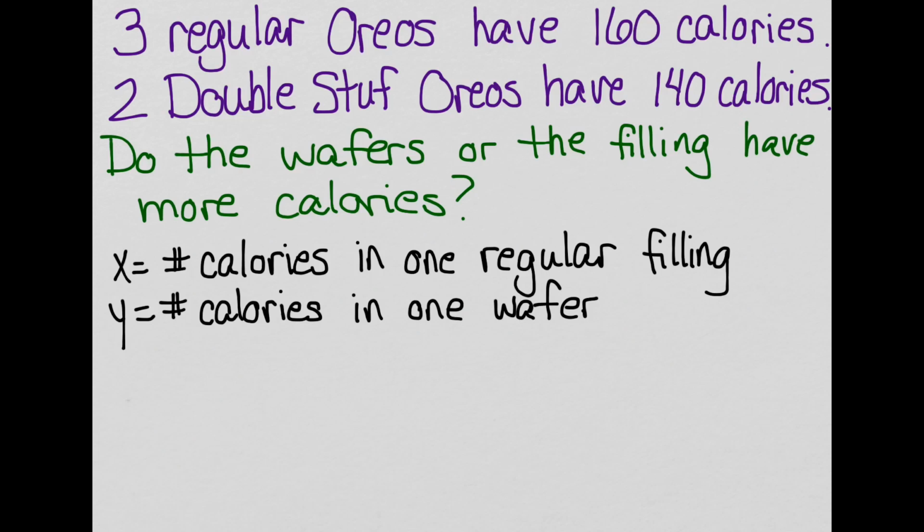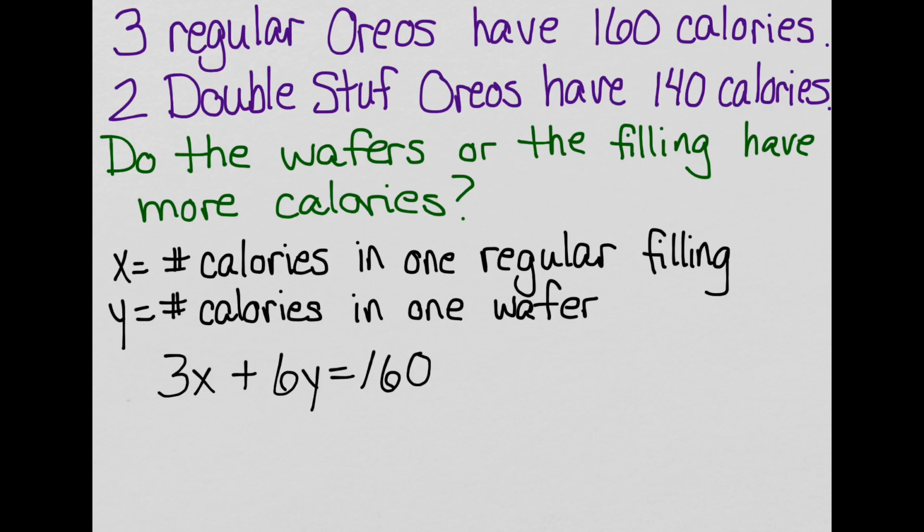Does that make sense? So I would multiply 3 times however many regular fillings I have, plus 6 times however many wafers I have, and that would give me 160 calories. Oh, sorry, 6 is the number of wafers. Y is the number of calories in one wafer.